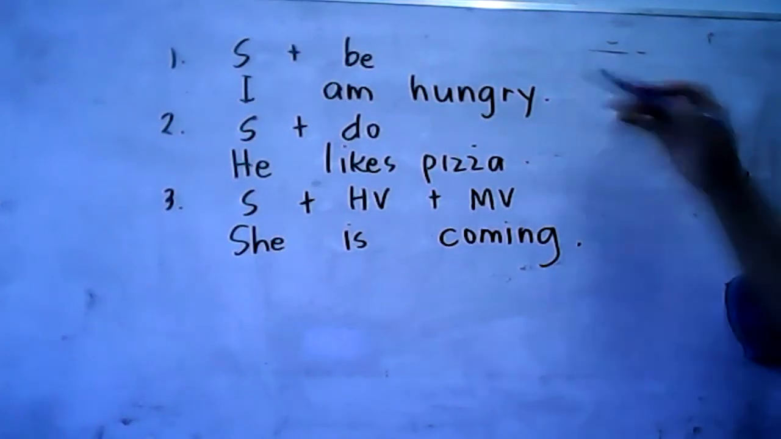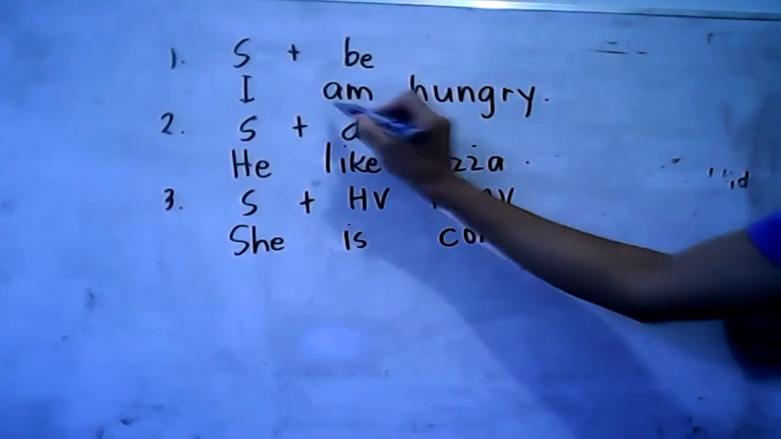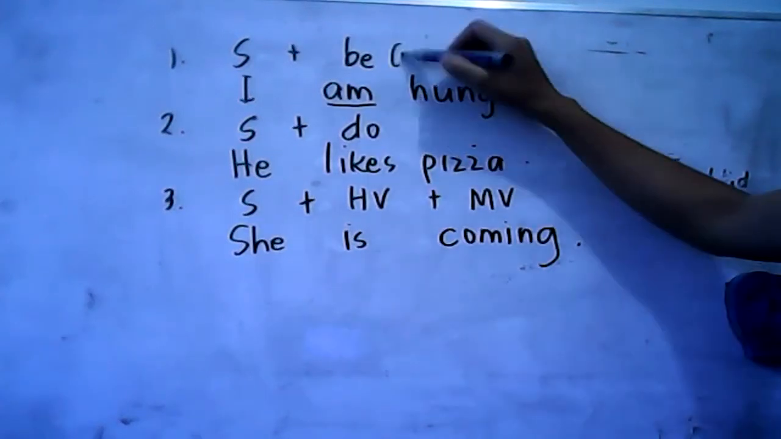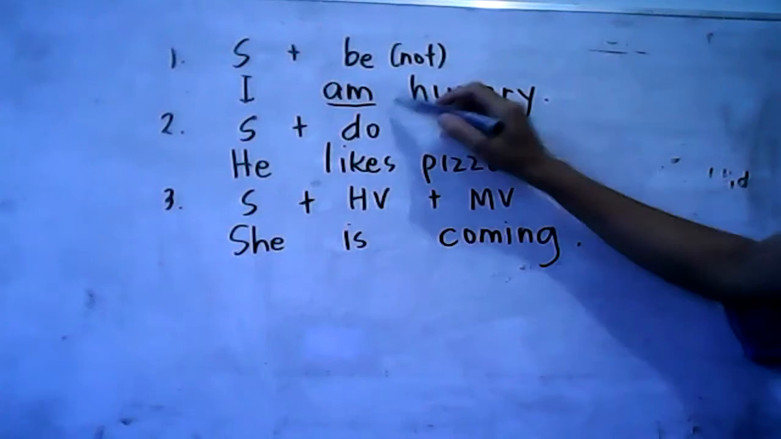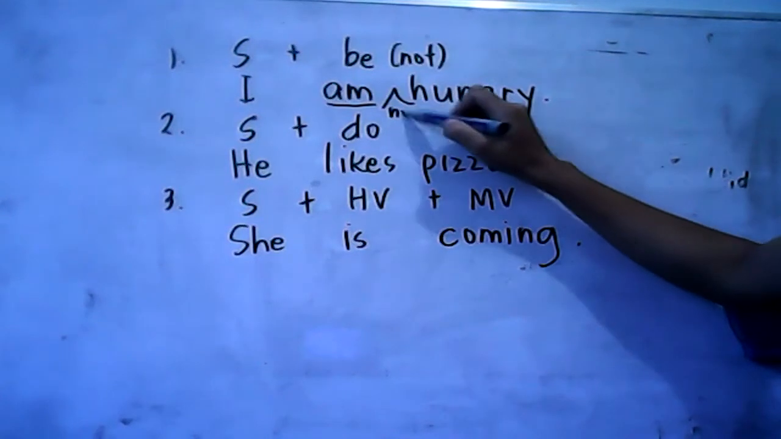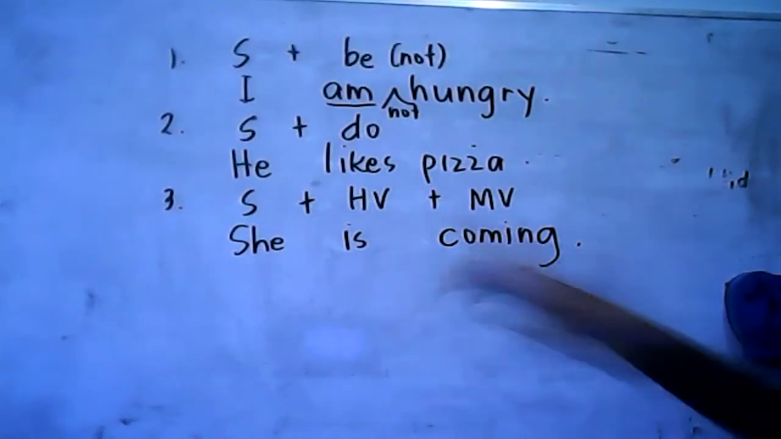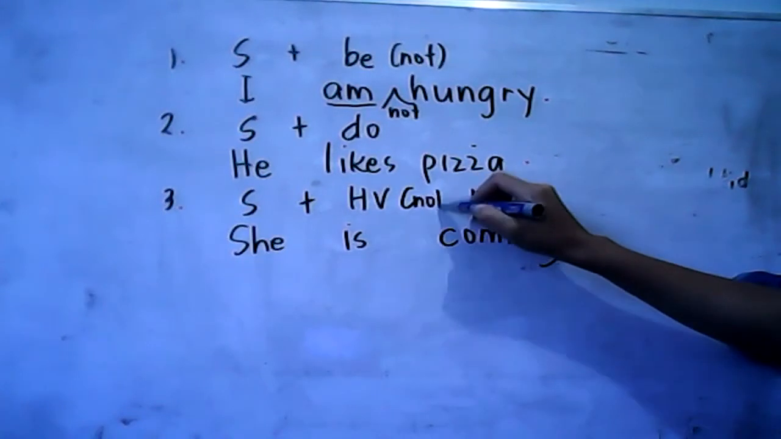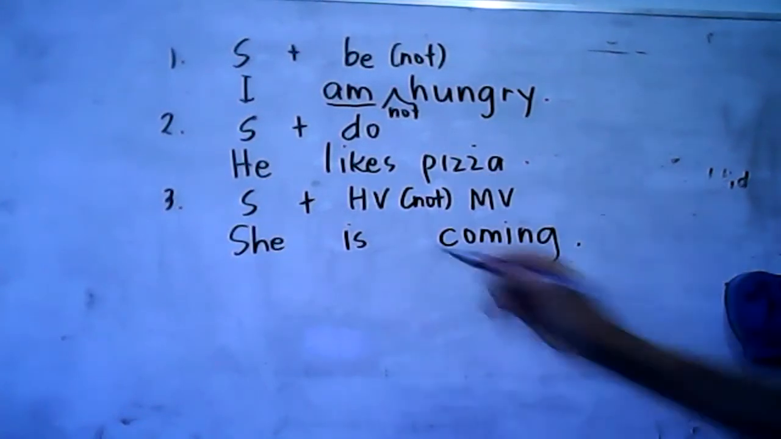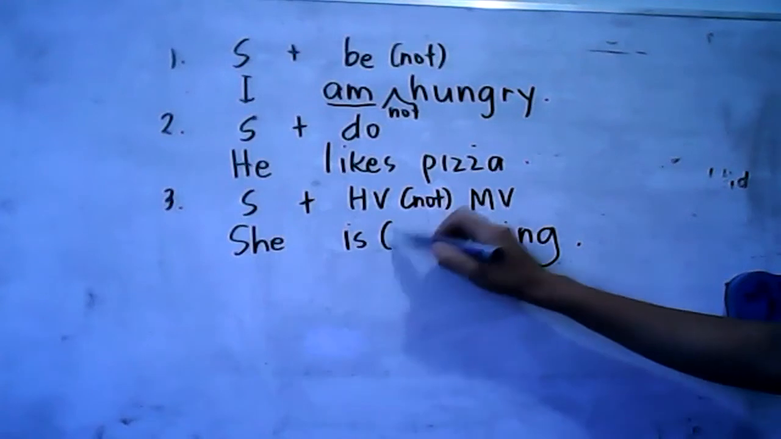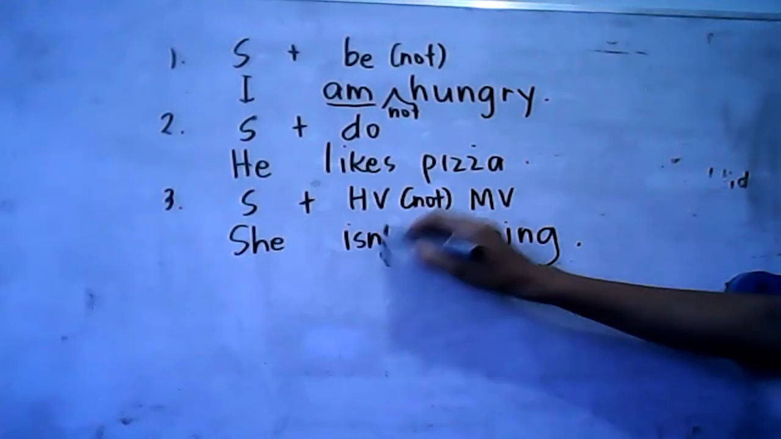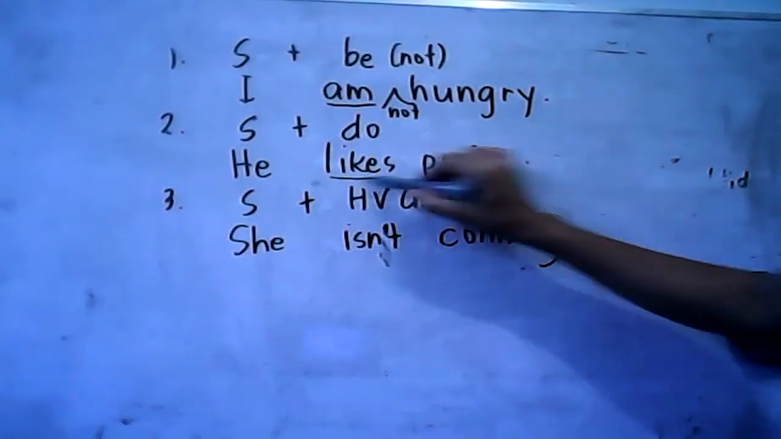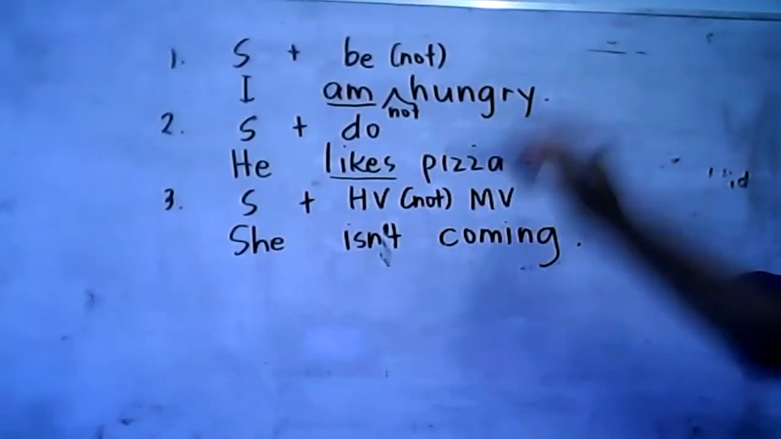If we have a sentence and you want to change it to negative, if you have only one verb and it's a be verb, you just add not after the be verb. So this one is, I am not hungry. If you have a helping verb and a main verb, you just put not in the middle of your helping verb and main verb. So she is coming, you put it in the middle. She isn't coming.